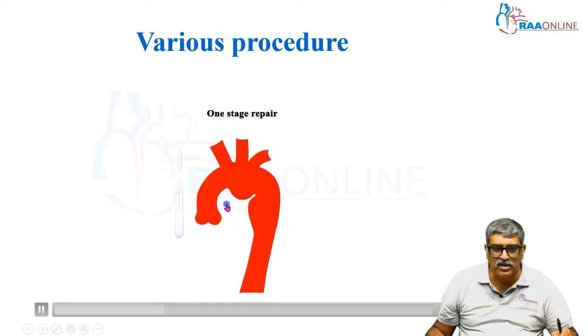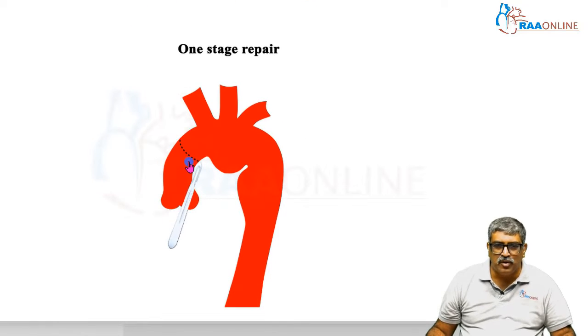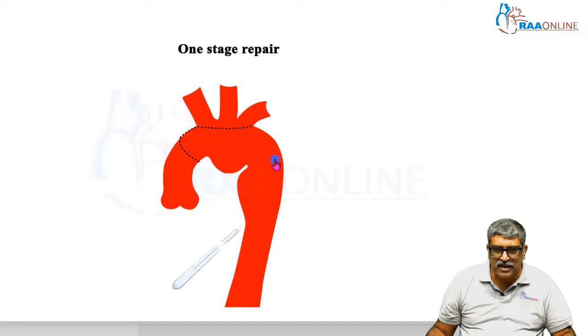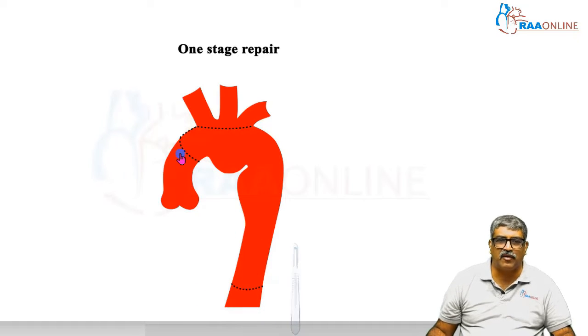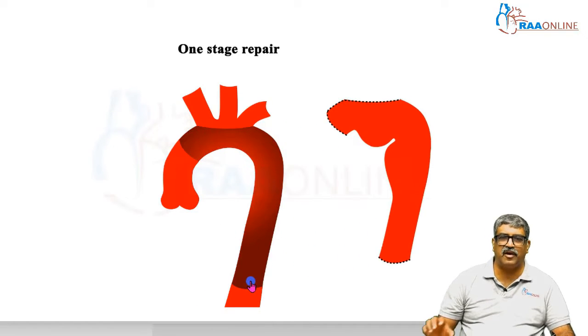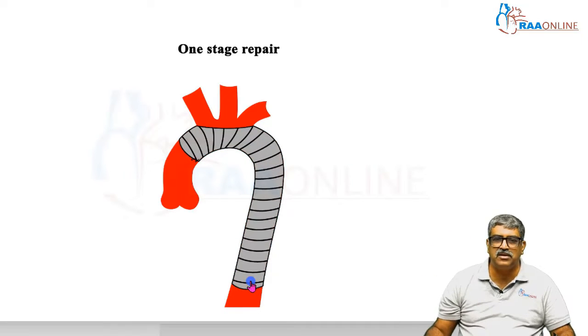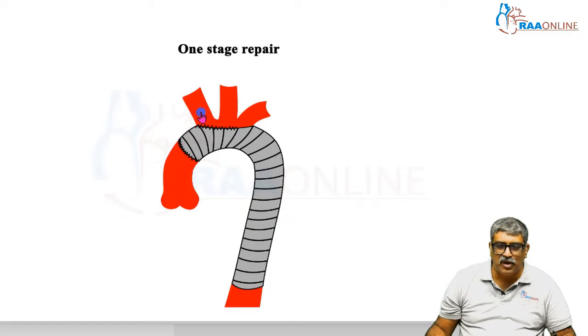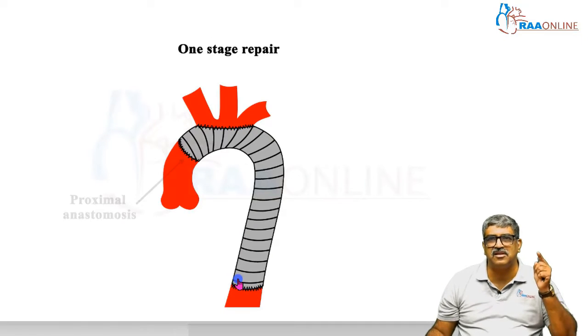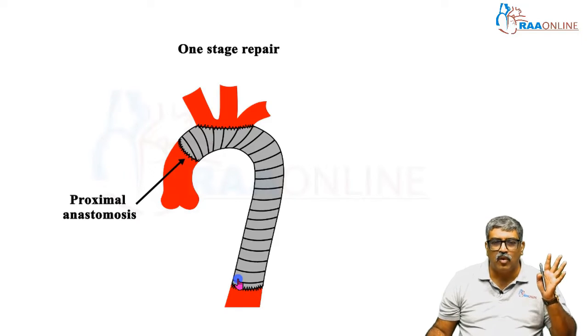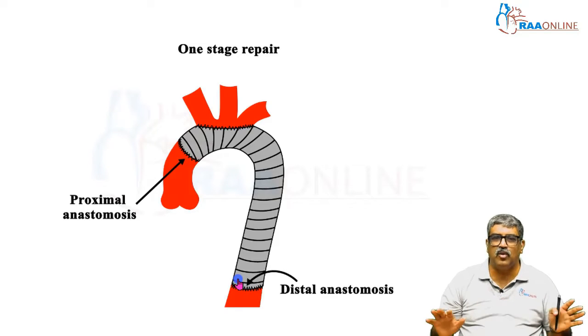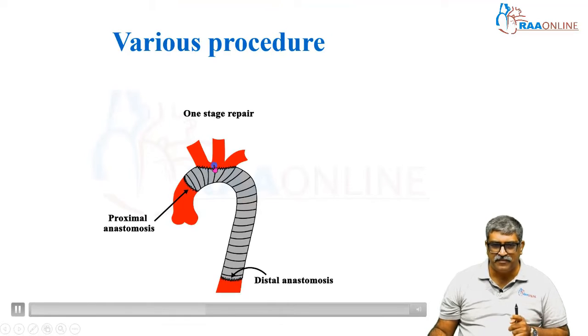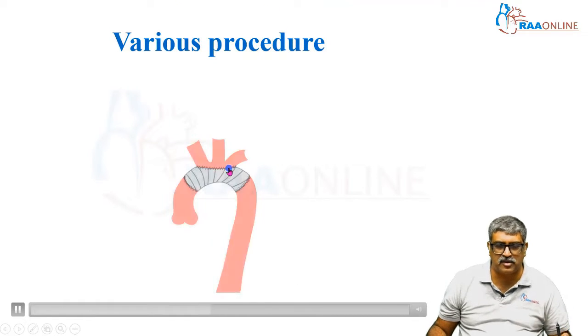Now coming to one stage repair, where you do a large conduit. Okay, the conduit is replacing the entire thoracic aorta from the proximal to the distal end of the aorta. You put one conduit and you do the proximal anastomosis, you do the three vessel anastomosis and the distal anastomosis. This is the one stage repair with only surgery. Here you do only the surgery, proximal, distal and the vessels are anastomosed.